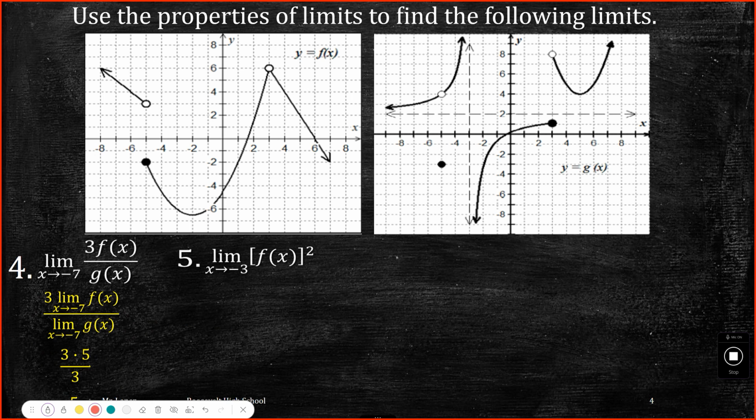Now number 5. Isn't that the last limit law that we had covered? We had talked about it in the beginning. We can go ahead and distribute that limit inside of the brackets. So then this is going to be what? Limit as x approaches -3 of this f of x, and then square it.